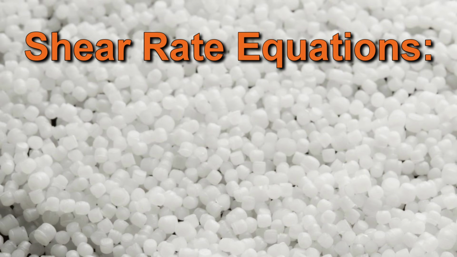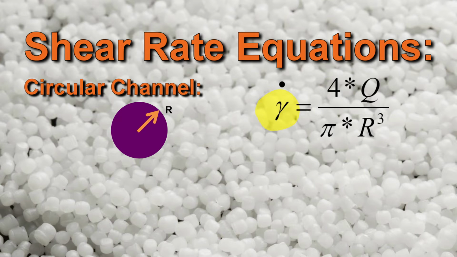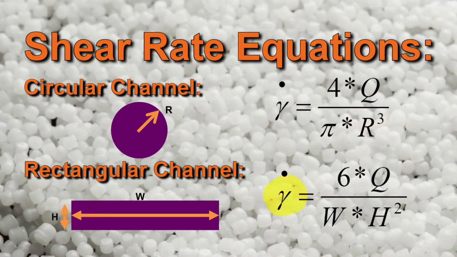As for influencing the shear rate, we first need to understand how to calculate it. The equations for shear rates for Newtonian fluids are as follows. The shear rate through a circular channel, gamma dot, equals 4 times Q, the volumetric flow rate, divided by pi times the radius of the channel, cubed. And the shear rate through a rectangular channel, gamma dot, equals 6 times Q, the volumetric flow rate, divided by W, the width of the channel, times H, the height of the channel, squared.